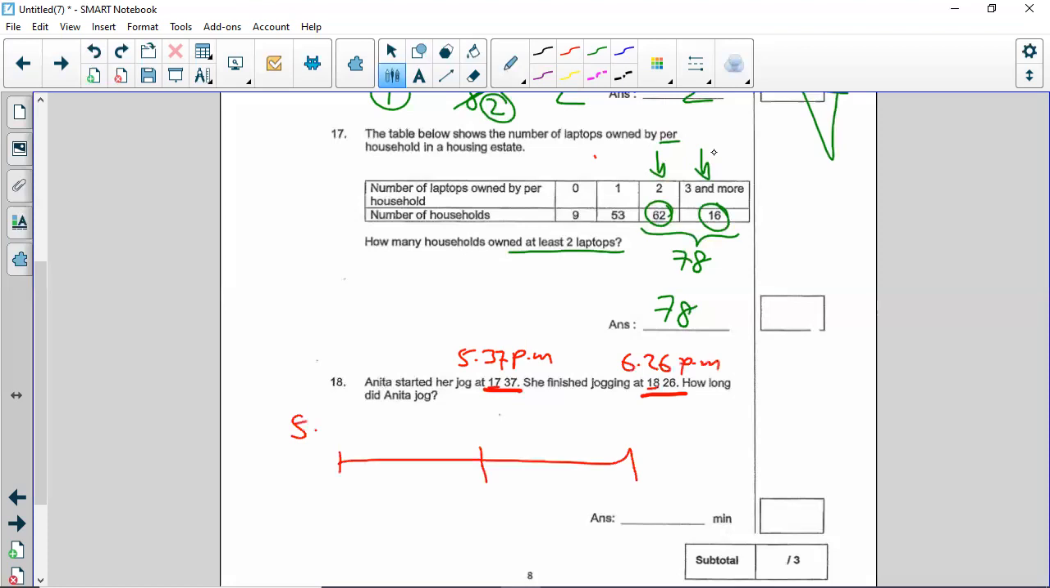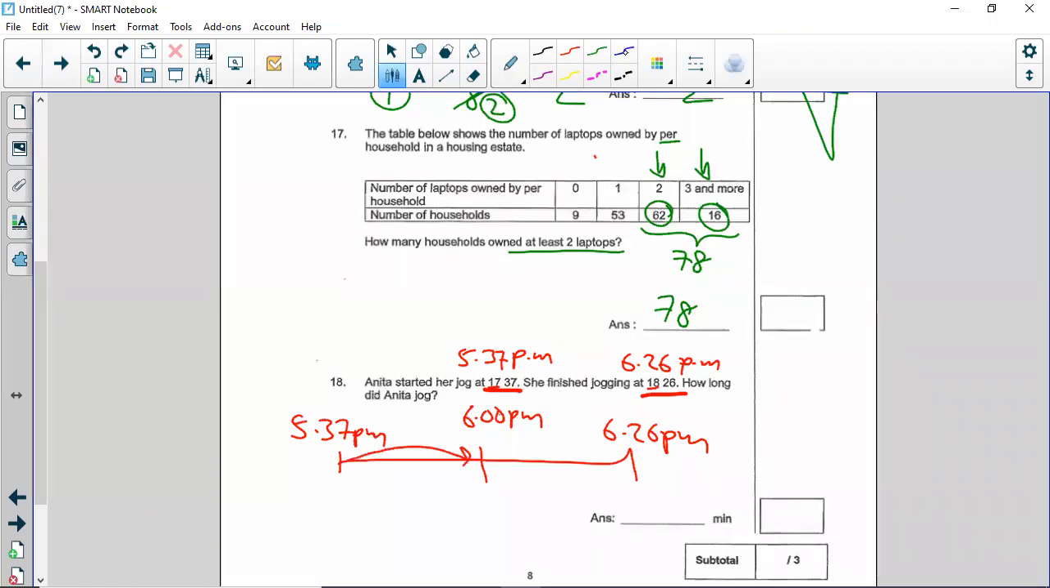Try not to do it in your head unless it's very simple steps. But this one, I will draw a timeline. So get the nearest hour. Nearest hour is 6 o'clock PM. That's your nearest hour. So how many minutes do you jump?